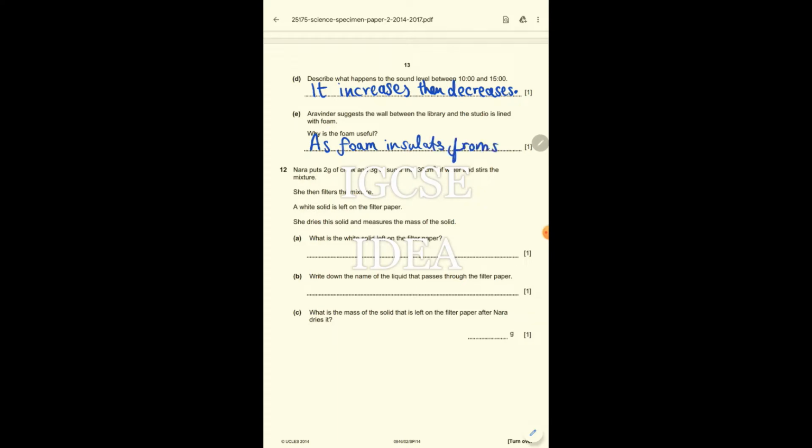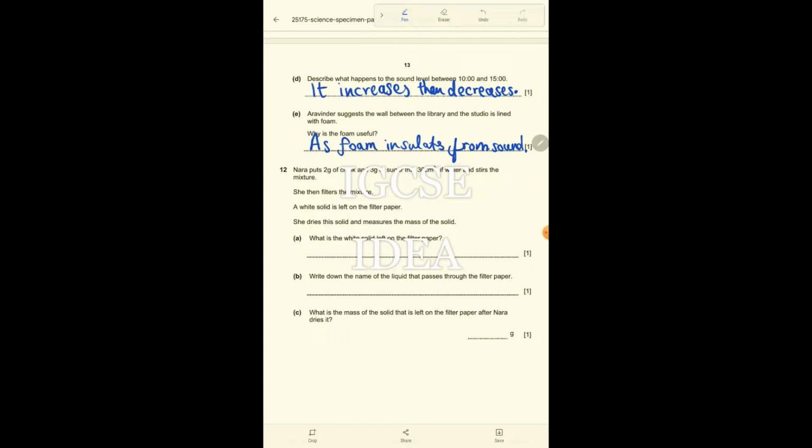Okay. Question 12. Nara puts 2 grams of chalk and 3 grams of sugar into 30 centimeter cube of water and stirs the mixture. She then filters the mixture. A white solid is left on the paper. She dries the solid and measures the mass of the solid. What is the white solid left on the filter paper?